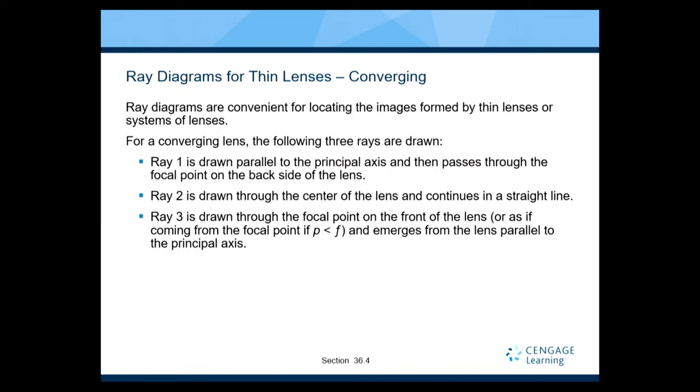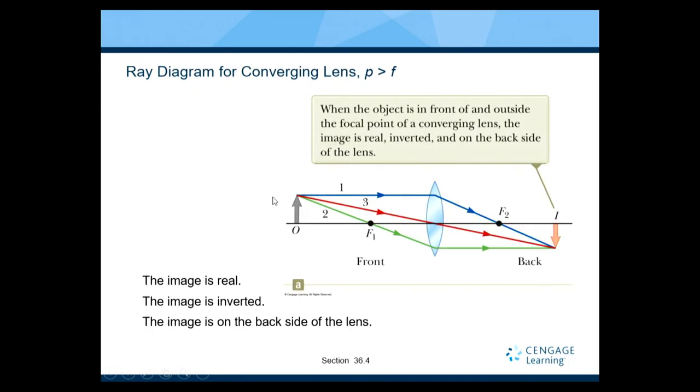Remember, 2 points make a line. So one point will be the top of my object. The other point will be where the principal axis bisects the lens. And then the third one is a ray drawn through the focal point on the front of the lens as if it's coming back and goes back to the principal axis. But it only takes 2 of these to find the image, and the third one is a check.